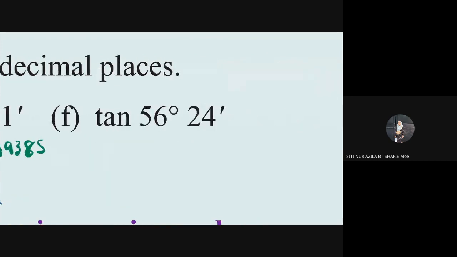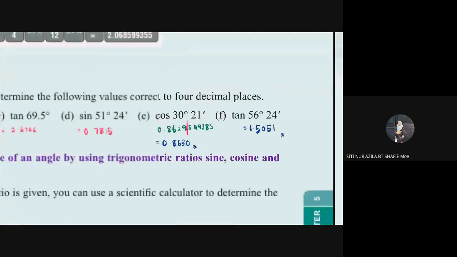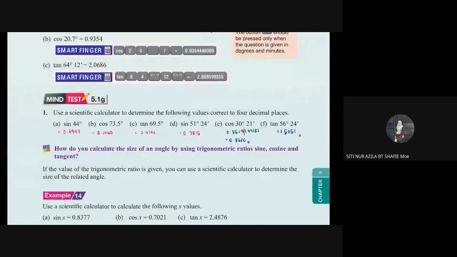Okay, F, tan 56 degree 24 minutes. 1.5051. Okay, correct. Okay, we're done with mind test 5.1G.